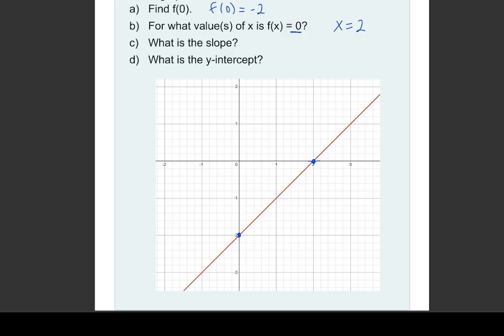Now, what is the slope? Well, I'm going to go to my point, and I'm going to look, and where is my next point? Well, I went up 1 over 1. And that's happening throughout. So our slope m equals 1. And what exactly is the y-intercept? Well, that's where we cross the y-axis, and that is (0, negative 2). So if I had to write down the equation of this line, I would get y equals 1x minus 2, which is the same as y equals x minus 2.